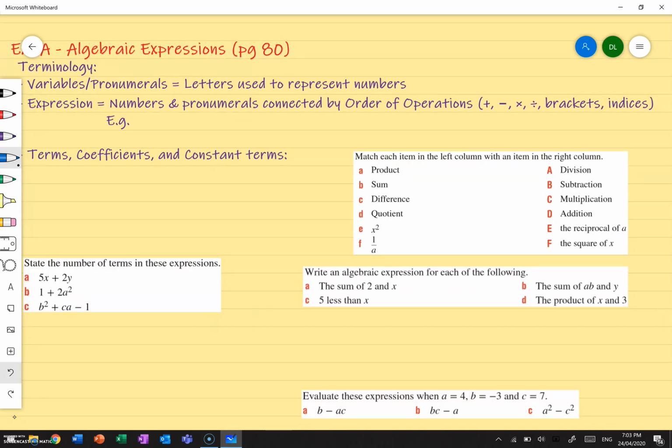Awesome. So an expression is numbers or pronumerals connected by an order of operations. For example, I could have 5x to the power x squared plus 3 minus 4x. That's an expression. It's numbers and variables connected by plus, minus, multiply, divide, brackets, or indices. Indices, once again, are these little to the power ofs, so it could be x to the power of 7. That's an index, or indices.